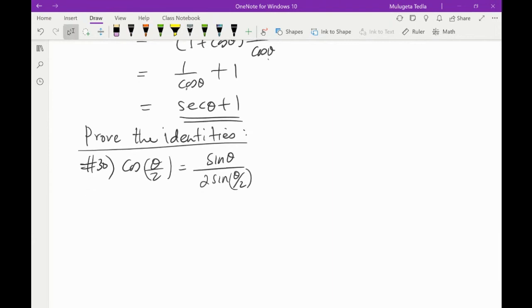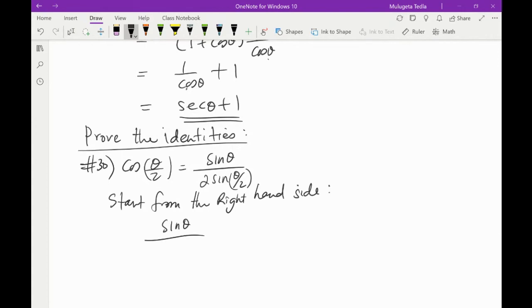Are you with me? Yes? Everybody ready to do this? We want to prove that these are equal. I think I can start from the right hand side and show it is equal to the left, okay?